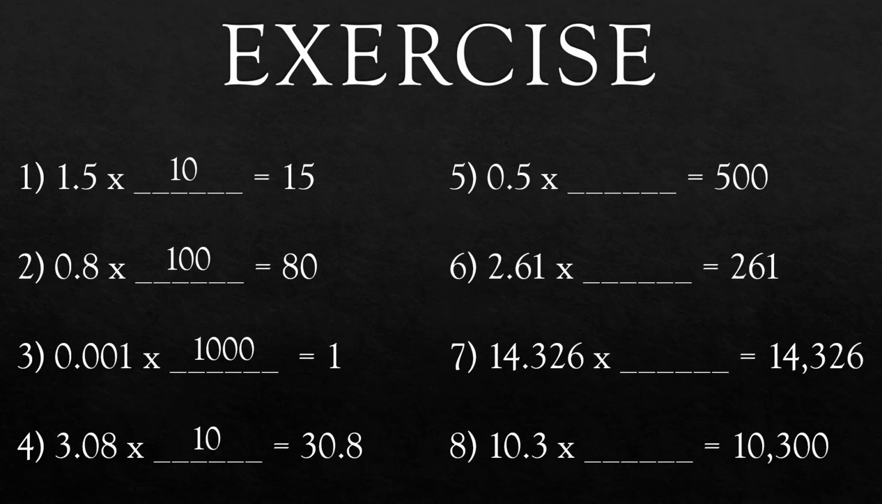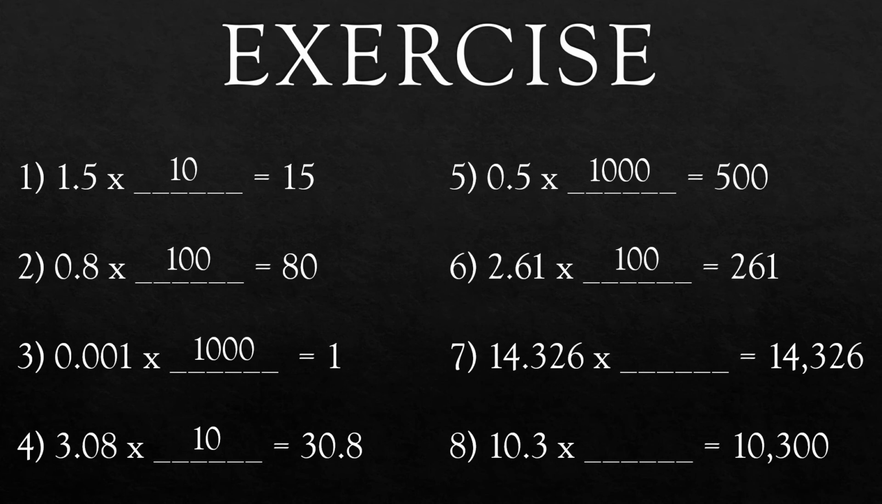Question number 5. 0.5 multiplied by dash is equal to 500. How many places will you shift in 0.5 to get 500? 3. So what will you multiply? Yes, the answer is 1000. Question number 6. 2.61 multiplied by dash is equal to 261. How many places will you shift in 2.61 to get 261? 2. So multiply by 100.